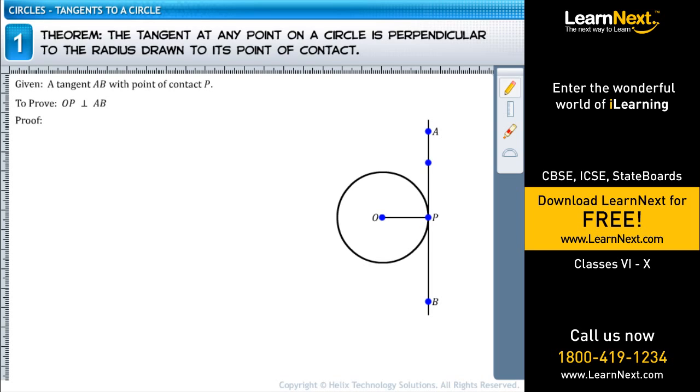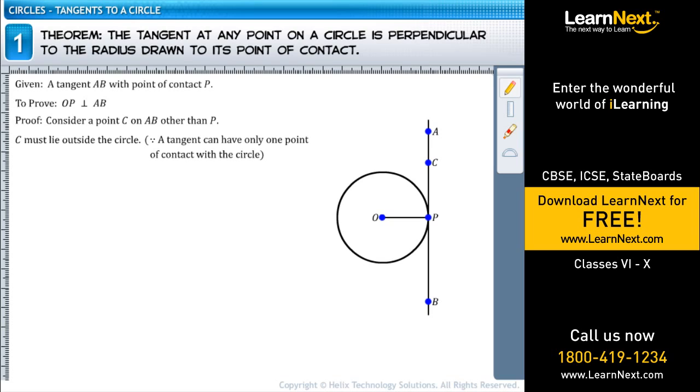Now consider another point C other than P on the tangent AB. Can point C lie on the given circle? Certainly not. Because if C lies on the circle, then the line segment AB has 2 points of contact with the circle, which contradicts that a tangent has only 1 point of contact with the circle. Thus C must lie outside the circle.